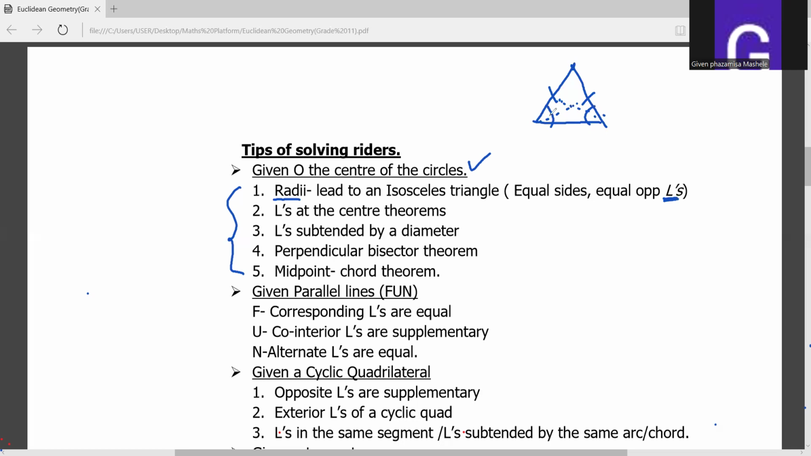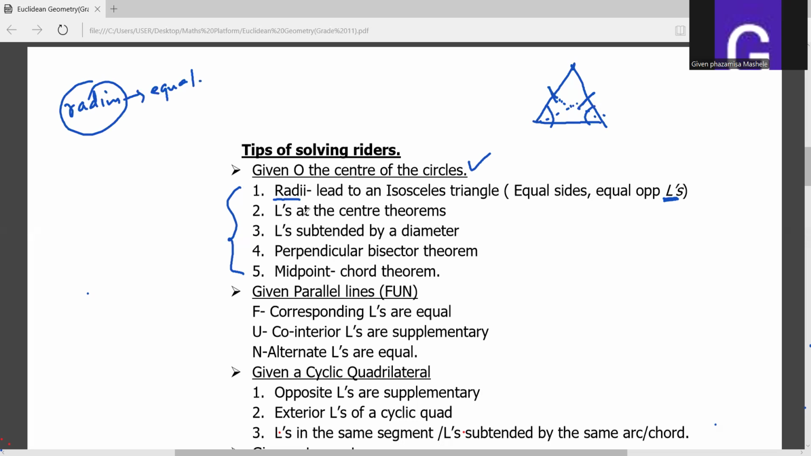That is according to the isosceles triangle. Why do we have to consider radius? Remember, all the radii are equal in a circle. So if the radii are equal, those radii might form an isosceles triangle. So you need to know that.